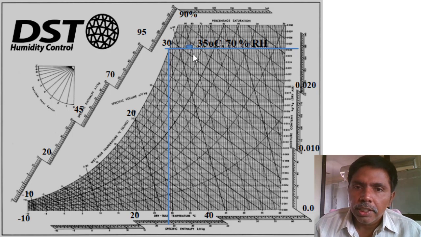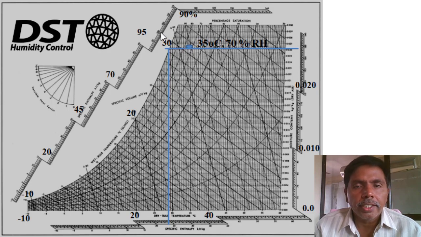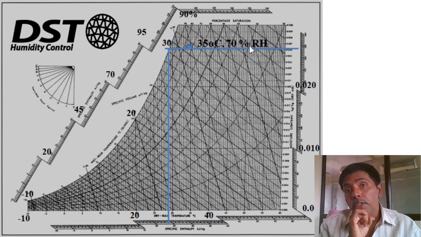Next one, enthalpy. The same wet bulb temperature line you can extend up to the enthalpy scale where it is intersecting. This is around after 100, 100.5 something. After 100, maybe the intersection is taking place, maybe 112.5 kilojoules per kg. Next one, more questions they ask.